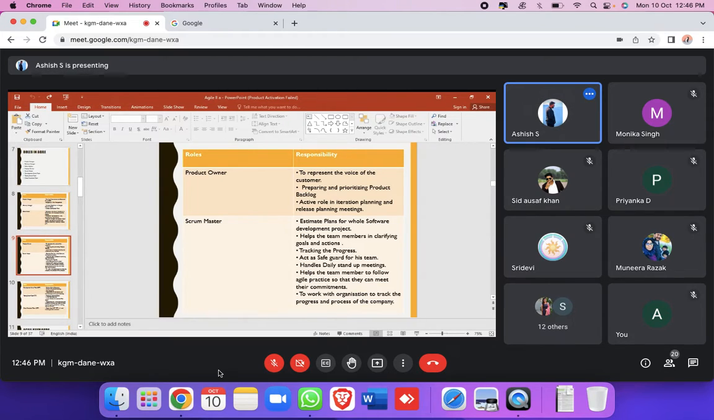He will not be involved in any development or testing activities. He'll be just like a customer, prioritizing which module has to be built first, and monitoring the activities going on inside the development and testing phase. Understanding? Anyone got confused?